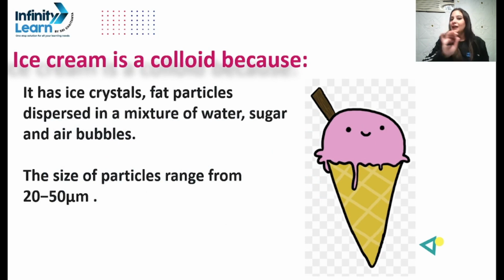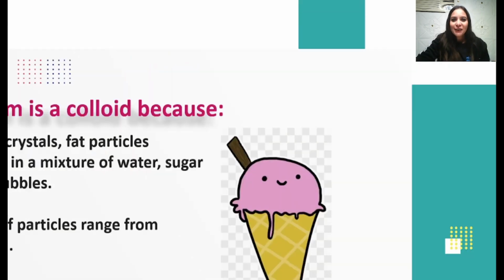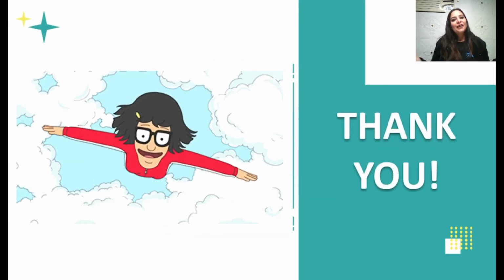See, colloids, I hope it is clear, are those which have particle size intermediate between true solution and suspension. When we talk about ice cream, it has ice crystals and fat particles, and they are dispersed in water, sugar and air bubbles. So the range of particle size lies between 20 to 50 μm. So that means ice cream is a colloid. Okay, I hope it is clear to you. So with this, we have come to an end.